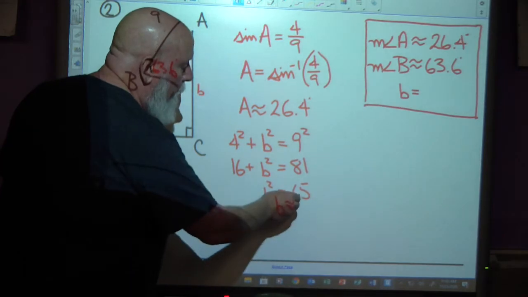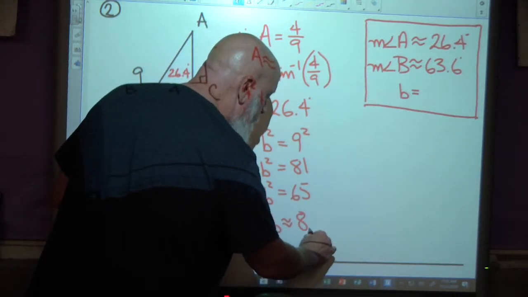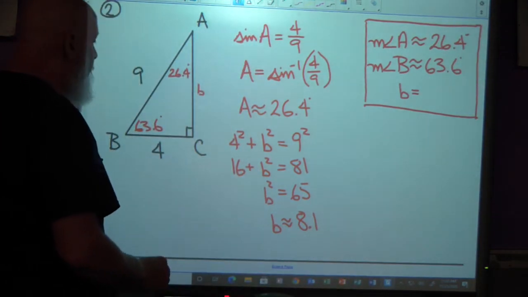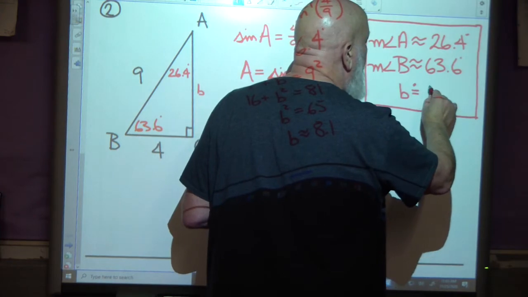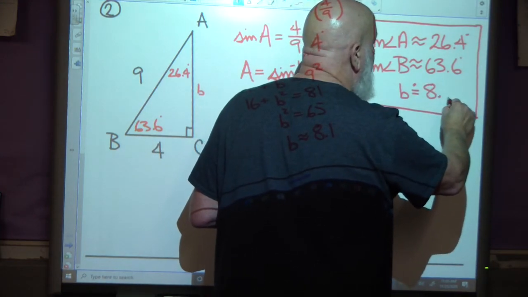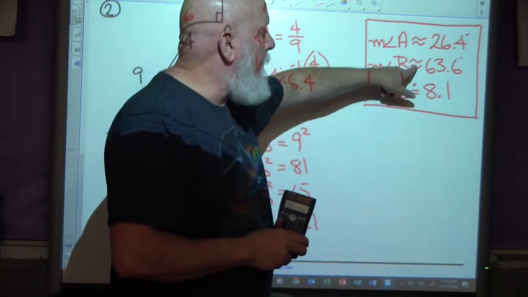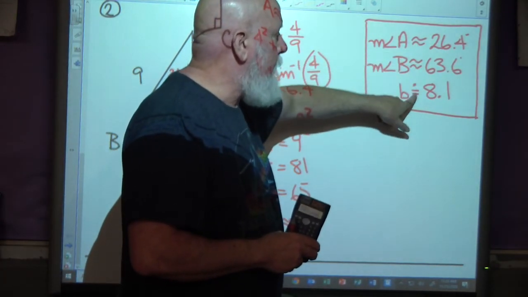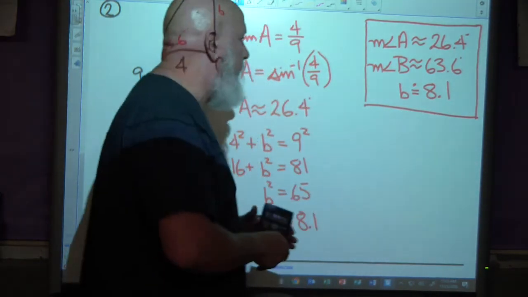The square root of 64 is exactly 8, so the fact that it's 8.1 should come as no surprise. So this will be approximately 8.1. Notice I already had an equal sign up here, so I'll just put a dot above it. That's another way of saying approximately. And this would be units, miles, centimeters, inches, and so forth.